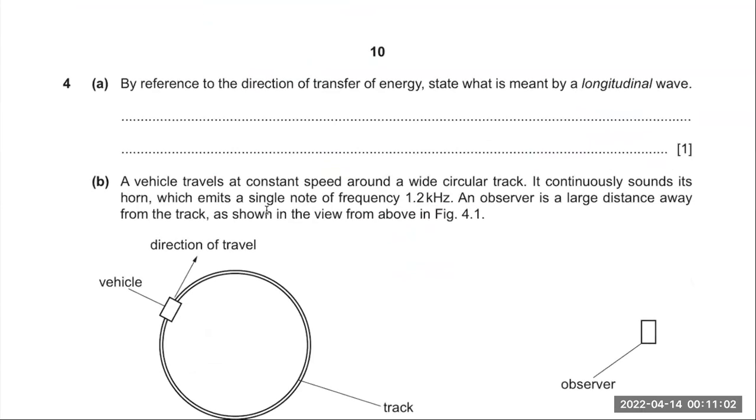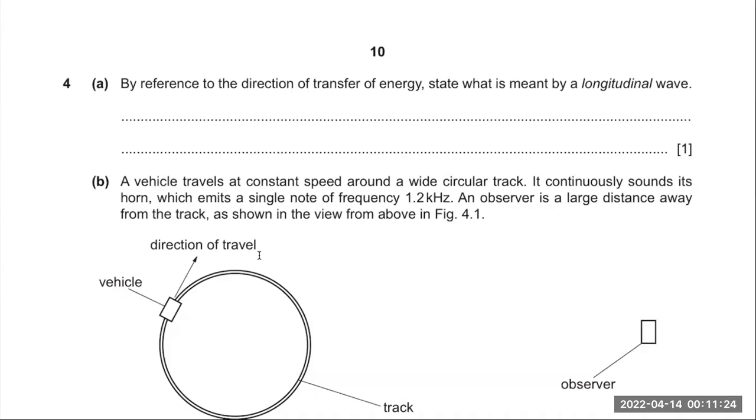Question number 4. By reference to the direction of transfer of energy, state what is meant by a longitudinal wave. So there are two types of waves as far as this differentiation is concerned. Obviously, different types of waves are there. So there's either a longitudinal wave or there's a transverse wave.